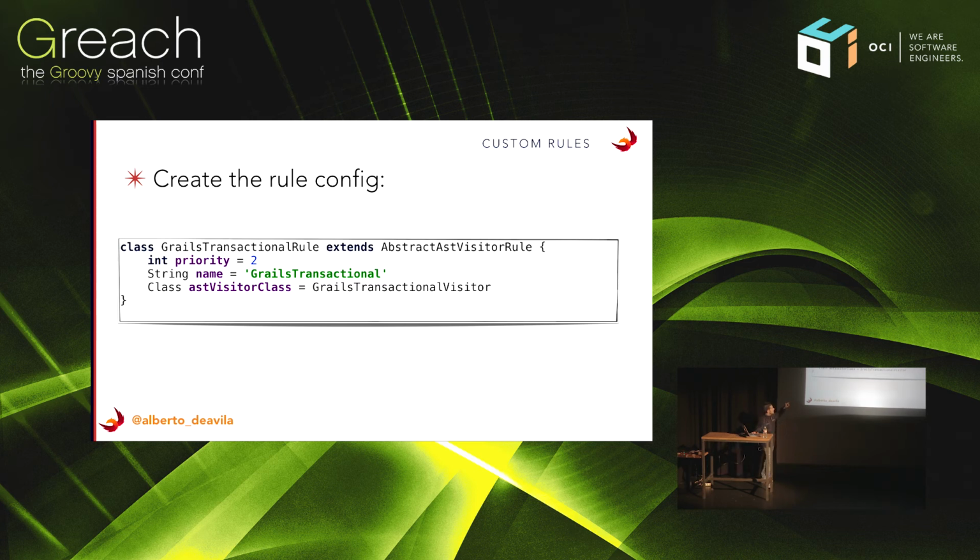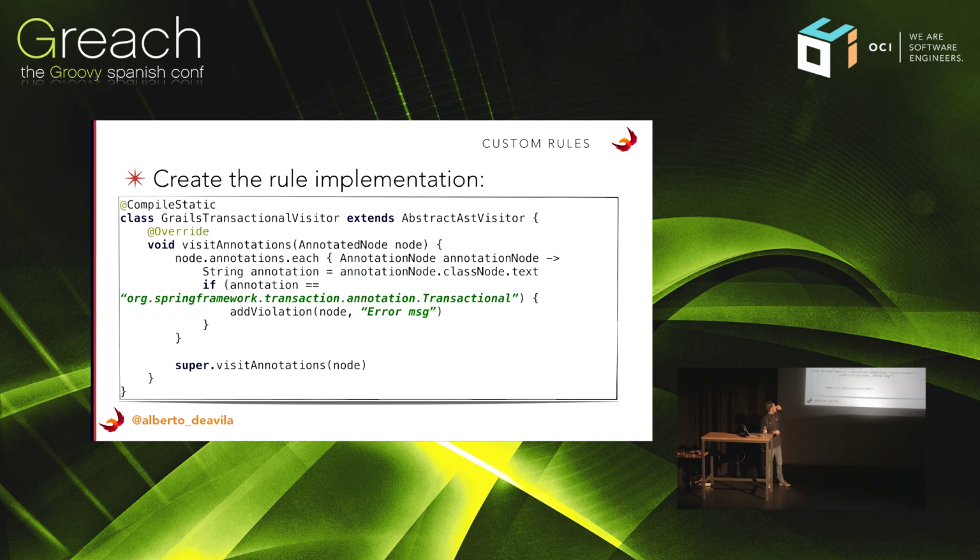And then create this class. As you can see in the code, this class also extends an abstract AST visitor and contains a method with code inside that checks if the transactional annotation has a good use, because sometimes we import the incorrect transactional package.